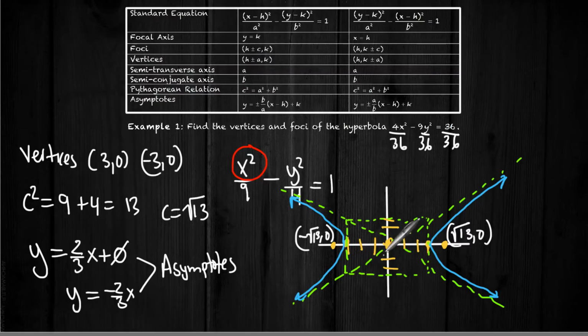So we've got our asymptotes, we've got our equation, we've got our center, we've got our vertices, we've drawn our box, we've got our foci, we've drawn our hyperbola. That's everything we need to do for this problem.